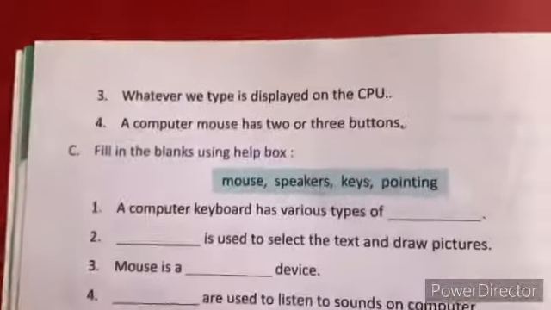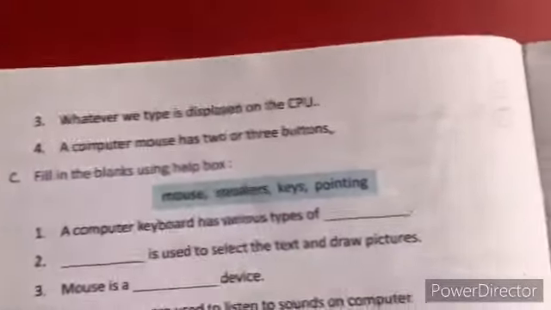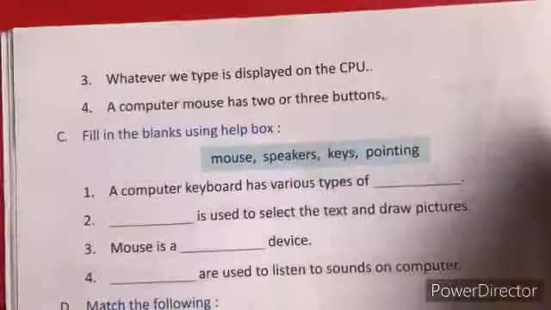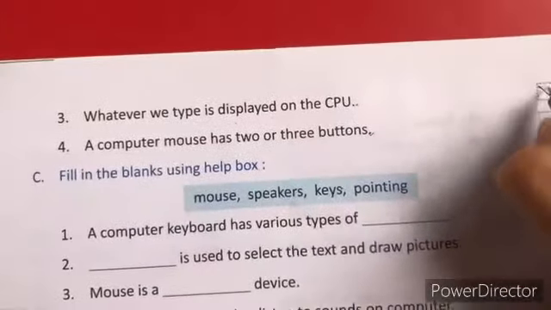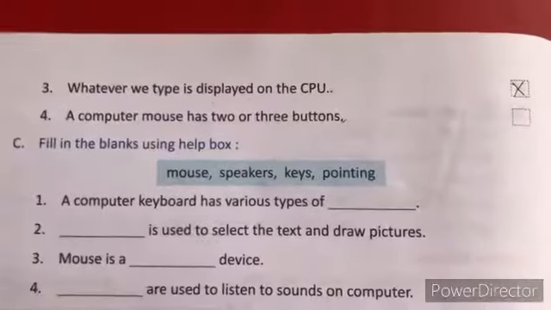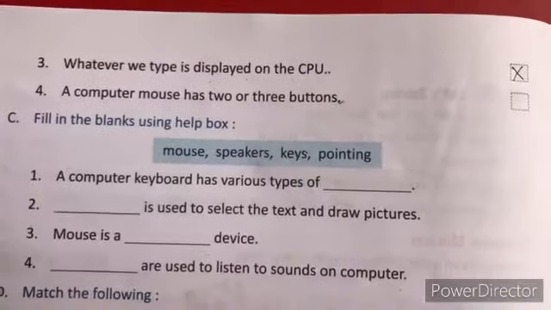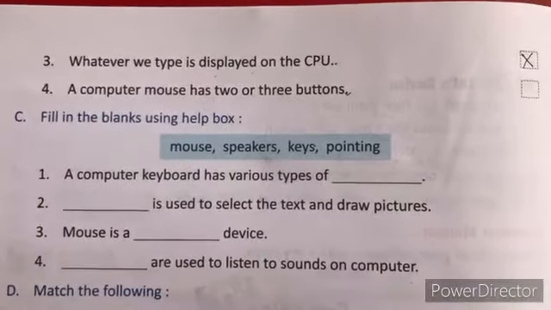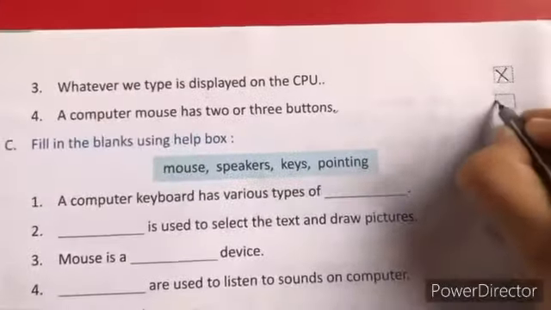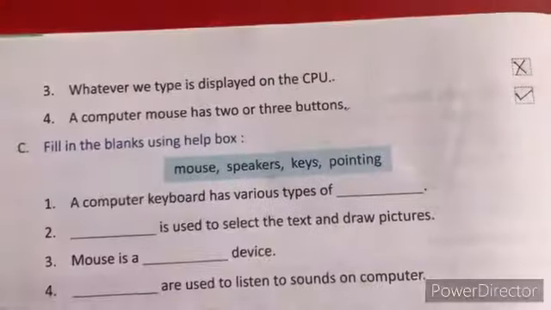Now, number 3: whatever we type is displayed on the CPU. No, whatever we type is displayed on the monitor. So it is also a false sentence, so we make the false symbol. A computer mouse has 2 or 3 buttons. Yes, a computer mouse has 2 or 3 buttons. So it's a true sentence.